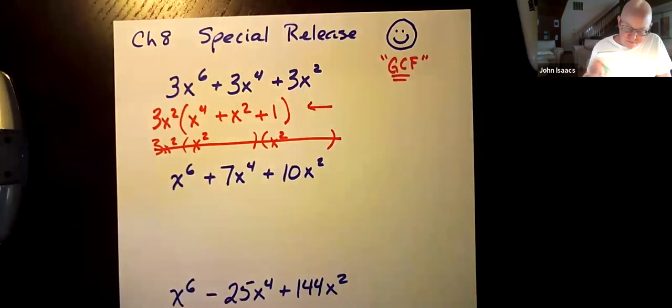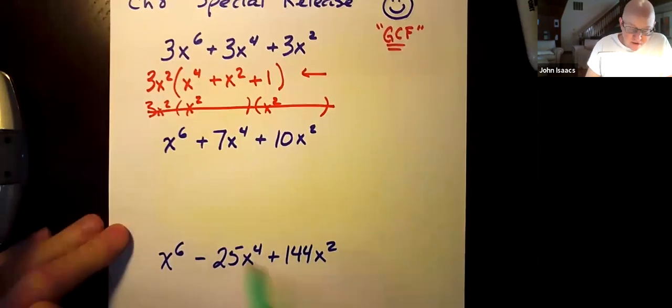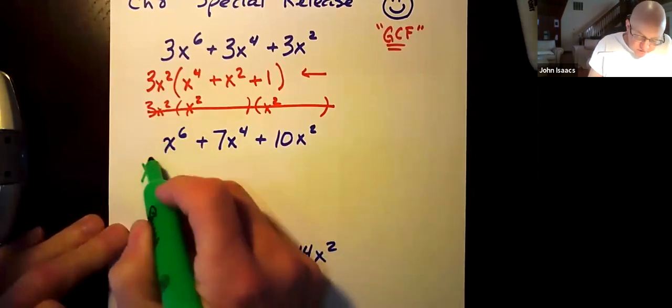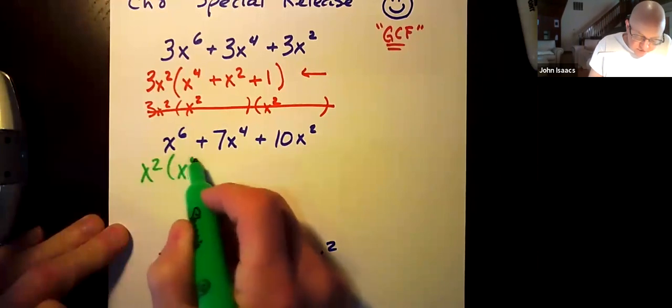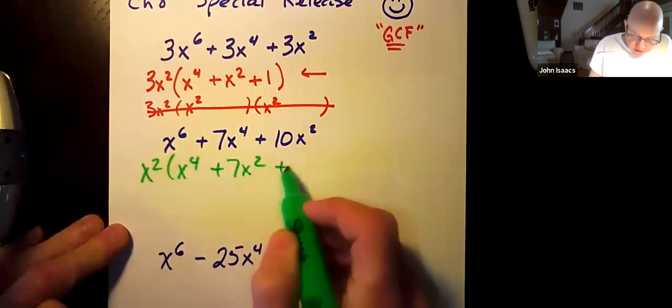I'll use green. All right. So again, we have a greatest common factor to take out. So that's going to be x squared this time. So here we have x squared times x to the 4th plus 7x squared plus 10.